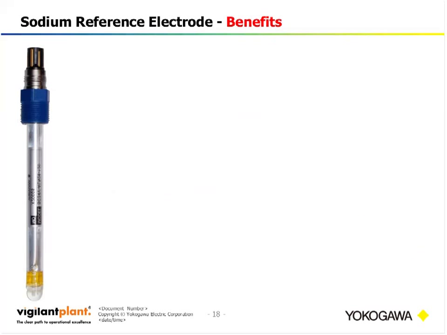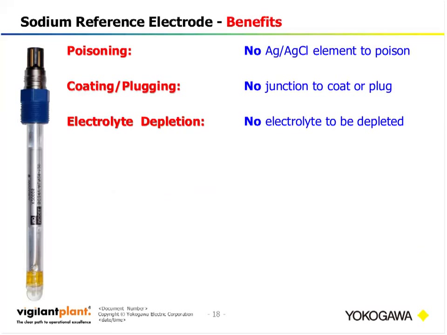So at first glance, it looks like the design of the sodium reference will solve the problems that plague the standard reference electrode. Because the sodium reference, or salt reference, has no junction, there's no path for the process to the internal element, so there's no poisoning that can occur. Since there's no junction, there's no plugging or coating problems to worry about, and there's no electrolyte depletion problem because there's no electrolyte. This means with the sodium reference, we have a perfect solution to our problems, right?